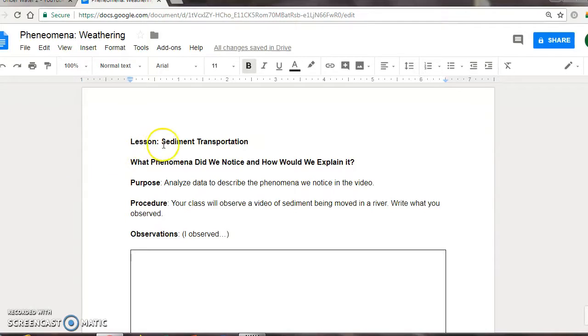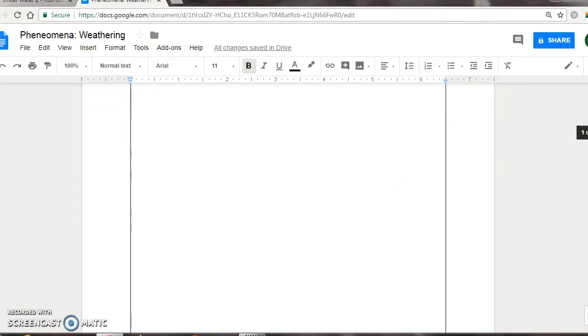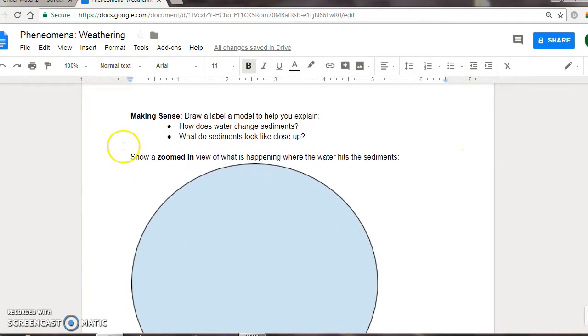Today we're going to be talking about sediments. We're going to watch a brief video and we're going to write down what we see in the video. So if you go to the first page of your packet, while I play the video, you'll write down anything you see in the box here. After we write down what we see in the video, we're going to go to page 2. Page 2, we try to make sense of what we just saw.